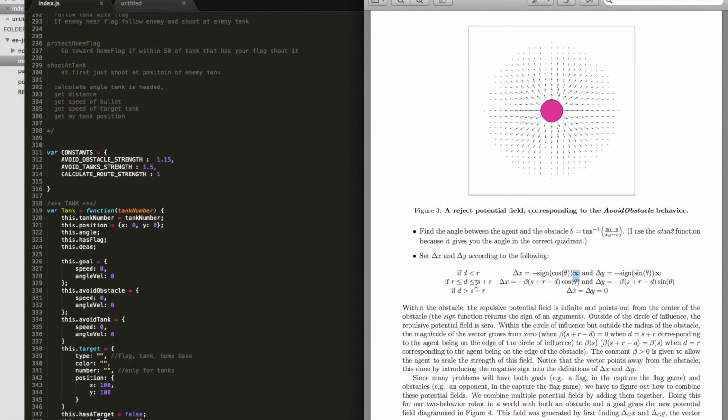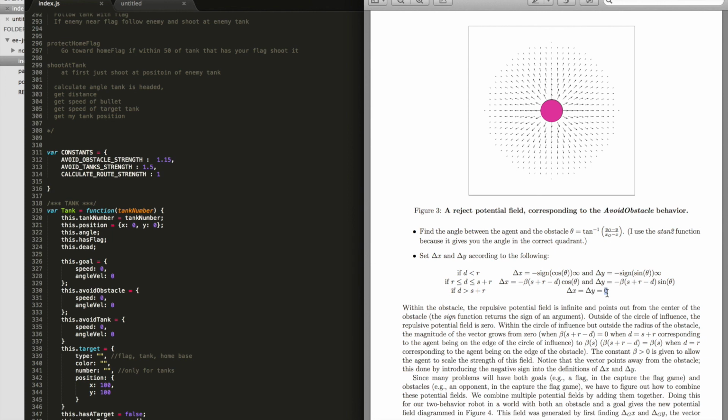If we are within the spread, meaning the distance is greater than the radius, so we're outside of the obstacle, but we are within the spread, then this equation creates these big arrows. They're not infinity arrows, but they're larger arrows to get away from the obstacle. If distance is outside the obstacle and outside the spread, meaning we're dwelling out here, then the change in x and change in y of the avoid obstacle potential field is zero, meaning it has no effect.